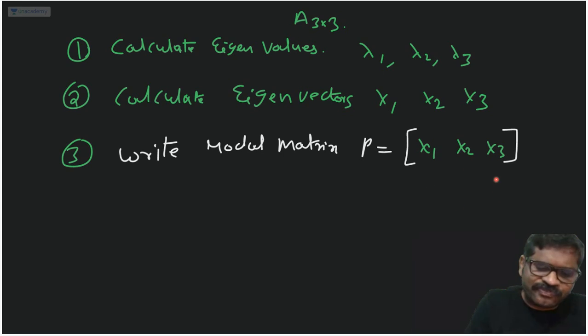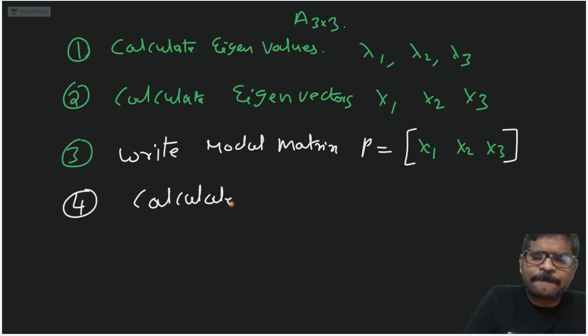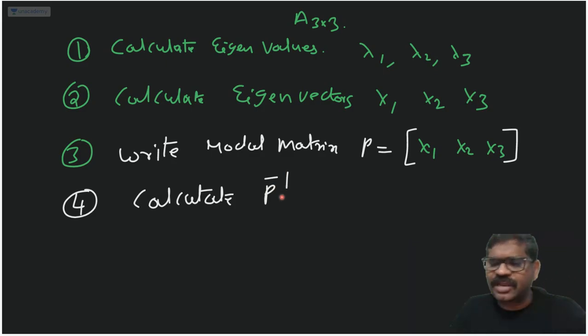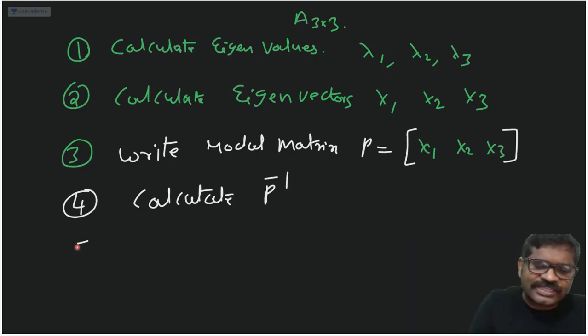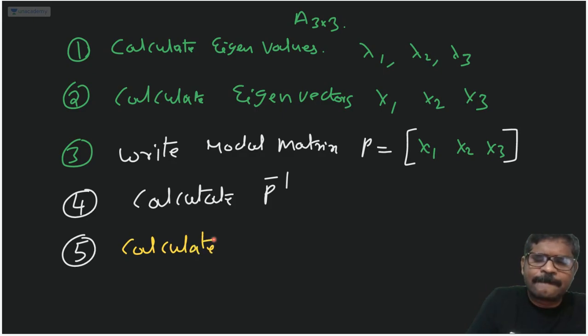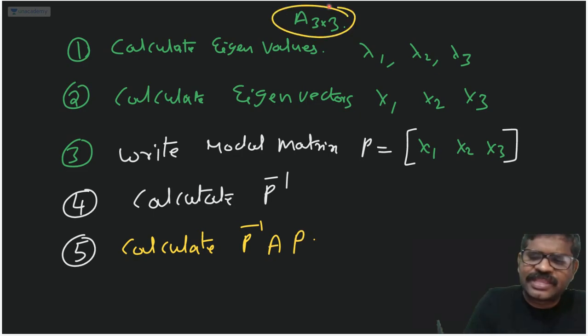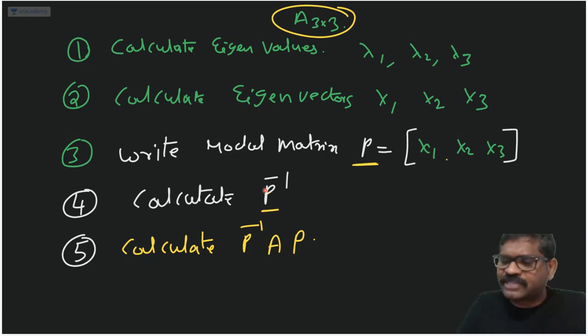Step 4, calculate P inverse. Step 5, calculate P inverse AP. A means the given matrix, P means your model matrix, P inverse means the inverse of the model matrix that you have calculated. Okay, calculate P inverse AP. 100% P inverse AP is equal to the diagonal matrix D.